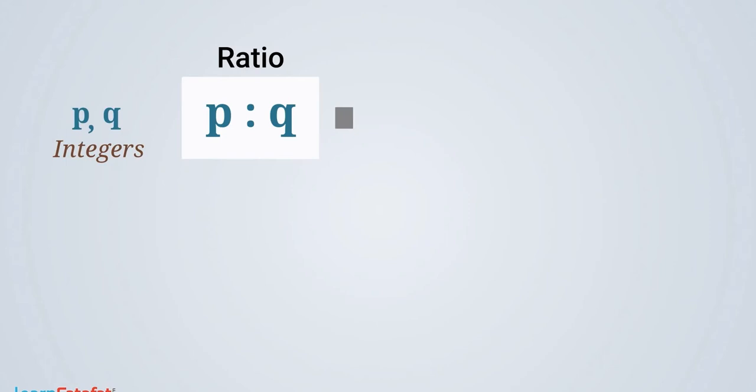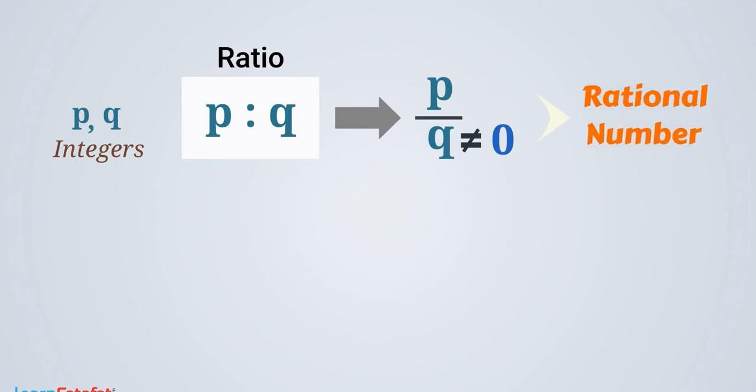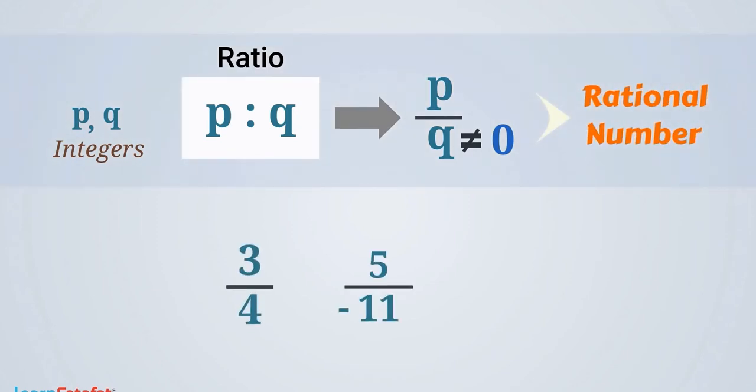Any number that can be expressed in the ratio of integers p and q, that is, in p by q form, such that q cannot be 0, is called a rational number. For example, 3 by 4, 5 by minus 11, minus 13 by 7.